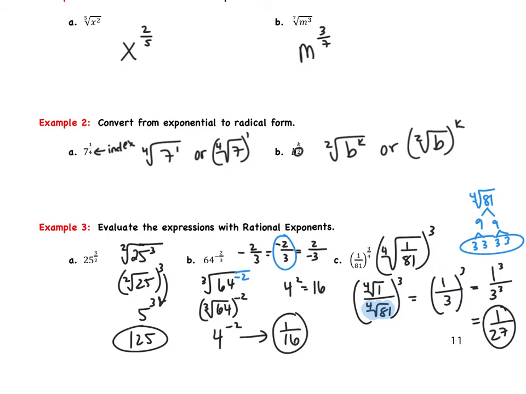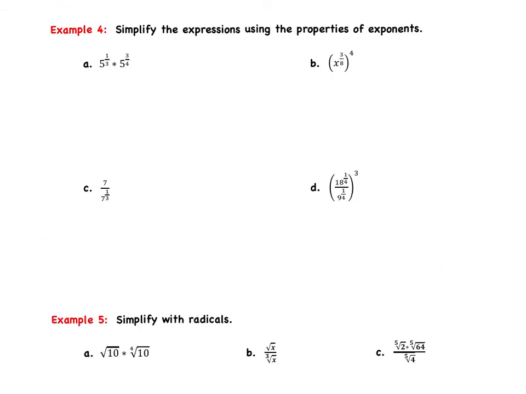Okay, let's move to the next page. In example 4, we are now going to simplify expressions using properties of exponents. This isn't really new. These are things that we've looked at before. So in A, we have 5 to the 1/3 times 5 to the 3/4. Few things that I want us to notice.